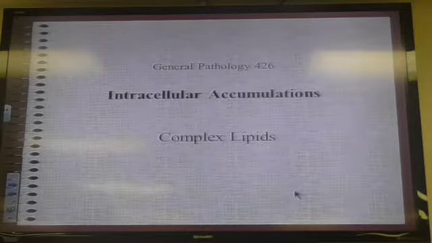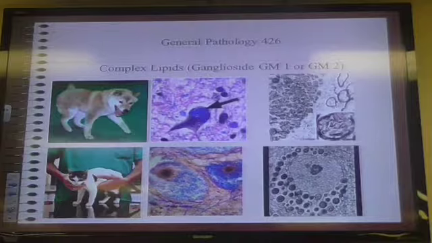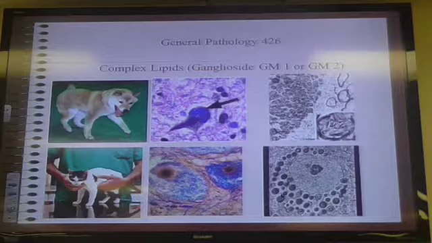Complex lipids can also accumulate. And these are gangliosides, cerebrosides, and those kinds of things. And Alaskan malamutes are notorious for getting that. Cats also get this particular one. This one is Tay-Sachs, and that happens in cats and in people. And this is the material that's accumulating. You can see it with a special stain. And here it is with EM.